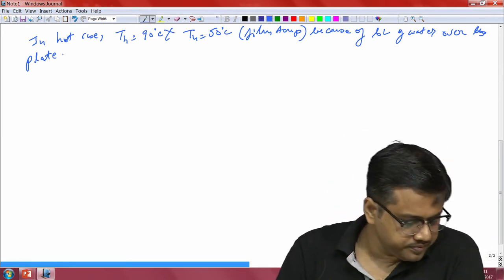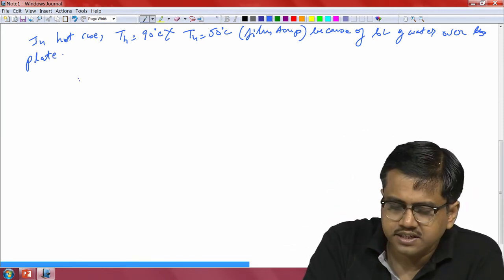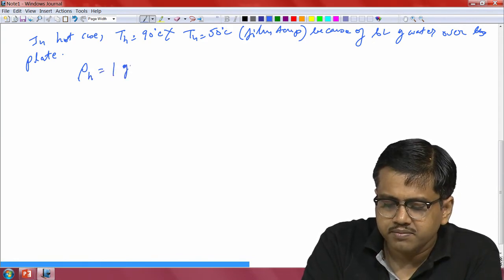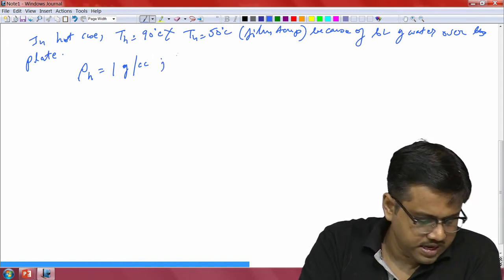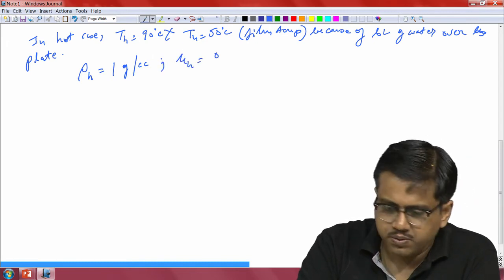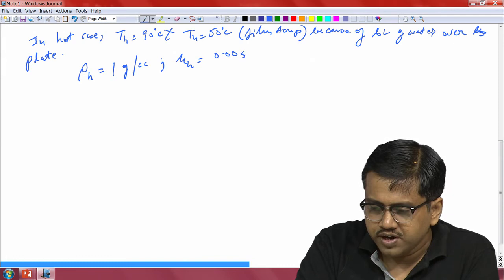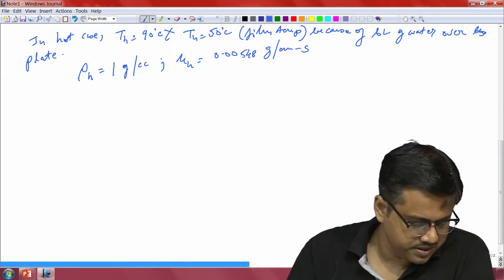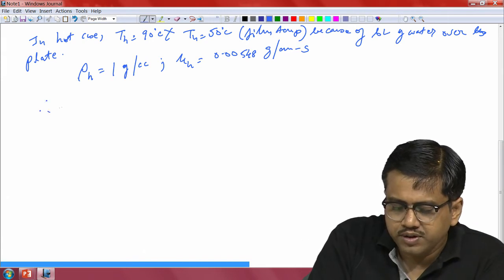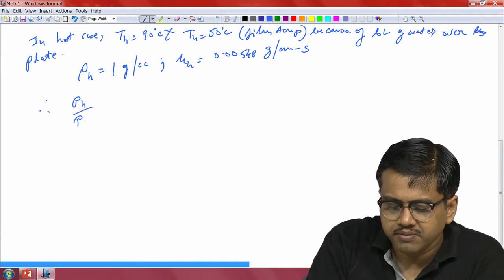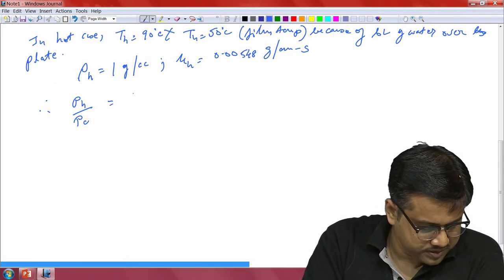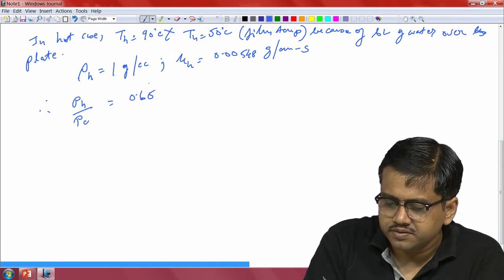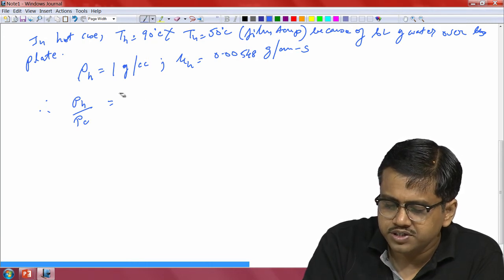Based on that, rho h becomes equal to 1 gram per cc, and mu h becomes 0.00548 gram per centimeter second. So, therefore, the power ratio Ph by Pc becomes about 0.65, which is exactly what the question actually said.